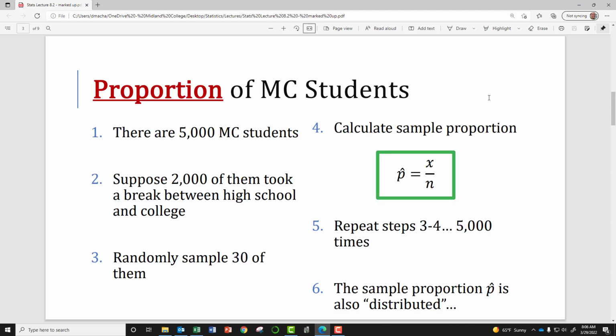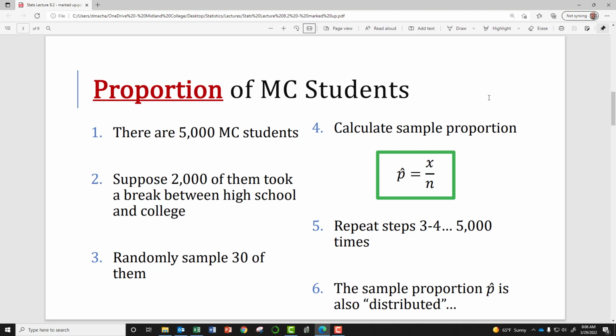So we are going to consider a situation. We're going to consider that there are about 5,000 Midland College students. And I don't know that this is true, but we'll just suppose that 2,000 of them took a break in between high school and college. So the other 3,000 would have gone directly from high school to college.